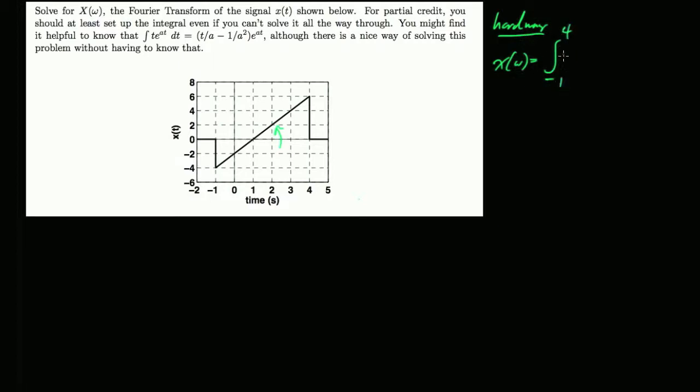x of t, e to, oh yeah, sorry, minus 1 to 4. Thank you. E to the minus j omega t dt. So if I can just figure out the definition of x of t on that limit, then I'm good to go. So let's see. What is the equation of x of t? Negative 3 plus t. I have a vote for negative 3 plus t.